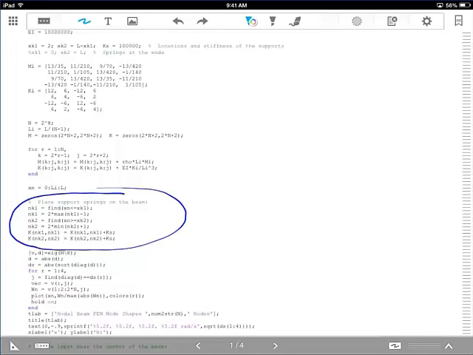And if you look up here, there are two cases that I did. One was with springs at the ends. The other one is moving them inward to some position. In this case, x equal 2. The total length is 10. So I've got the results for both of those down here.